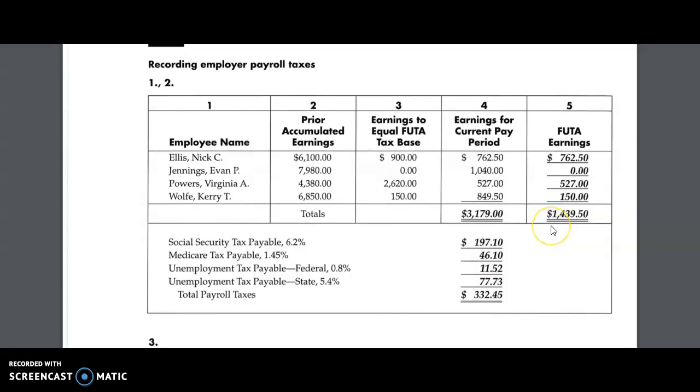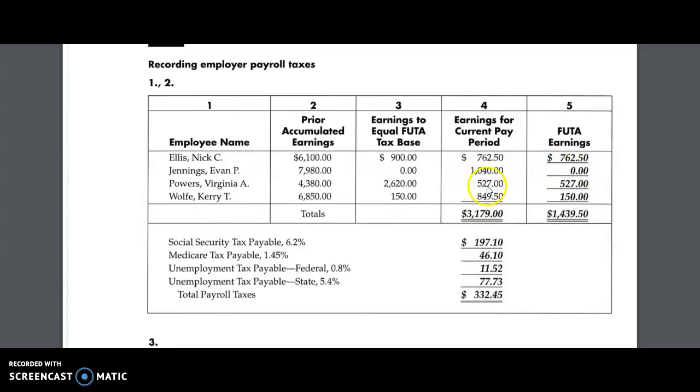Then what we're going to do next is figure out what the federal and state unemployment taxable amounts are going to be. So we look at column 3 to see how much income we need to tax for the remainder of the year. We look at the current payroll number. If there are still dollars left, we include all of that. So that's why it's $762.50 for Nick, because Evan already reached his max amount in a previous payroll, he's over $7,000. We're not going to tax him anymore for the remainder of this entire calendar year.